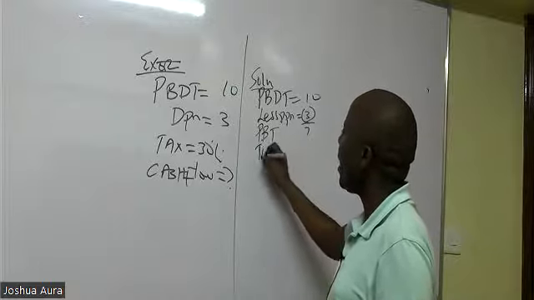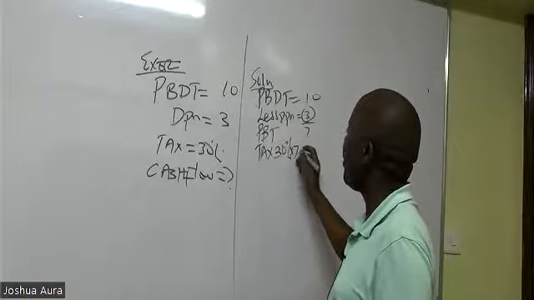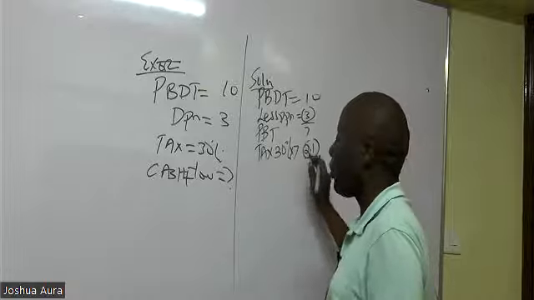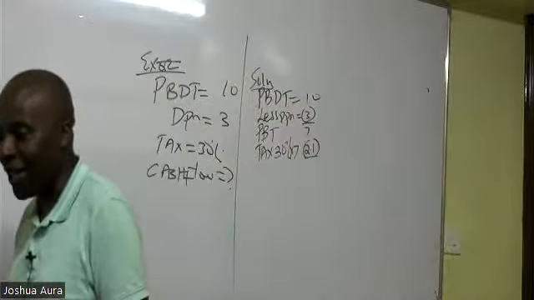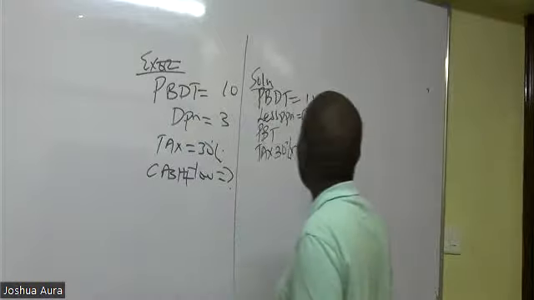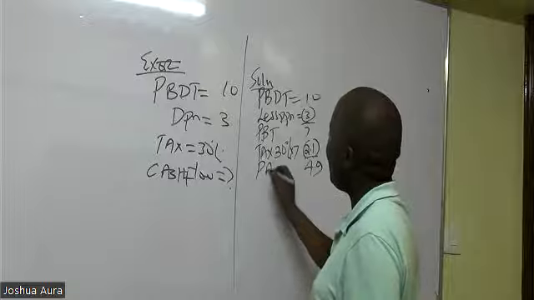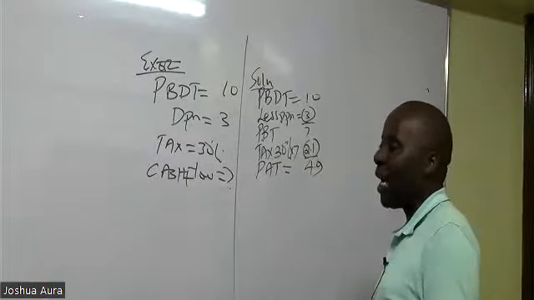So please go ahead and tax. Tax is 30%. 30% of 7 is 2.1. So could you kindly subtract? What is 7 minus 2.1? Somebody, 4.9. So this 4.9 is what we can call profit after who? Profit after tax. So profit after tax is 4.9.